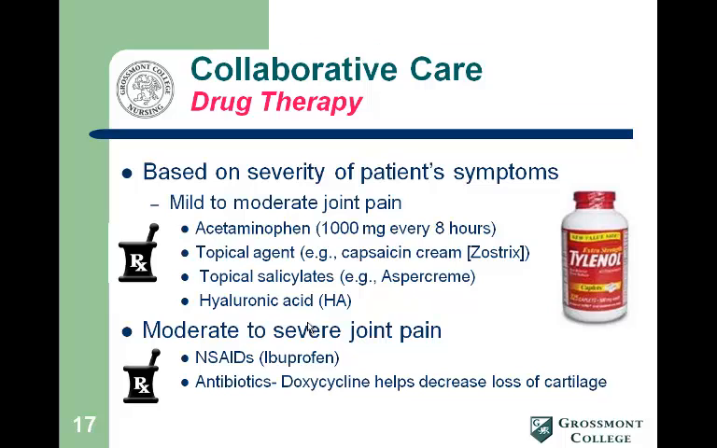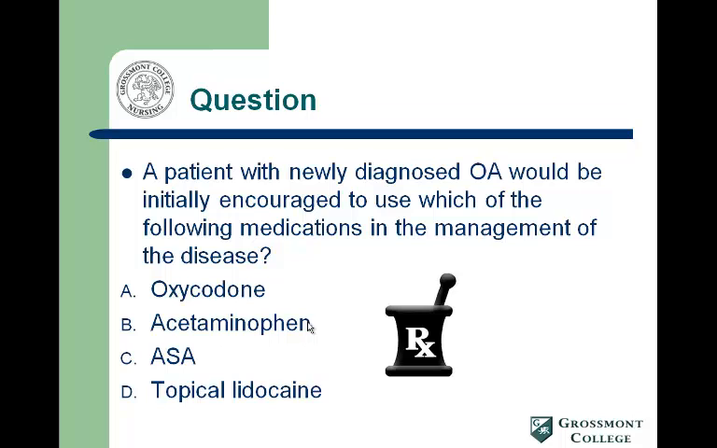When it gets to be moderate to severe, then we'll go up to NSAIDs like ibuprofen. They may put somebody on doxycycline, and that helps reduce the cartilage loss. So whenever we have someone taking these medications, any medications really, but especially Tylenol that's liver toxic, or those that are kidney toxic like NSAIDs, we want to make sure that people are drinking a lot of water. Okay, so at least 2,000 milliliters a day to help flush the system.